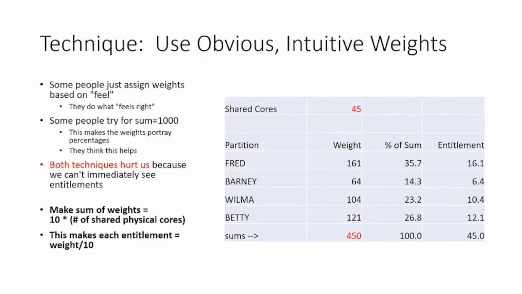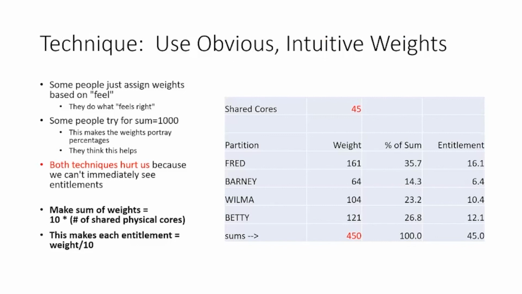One of the things that I see is that people tend to assign the weights with no particular heuristic in mind. Sometimes they just make up weights out of thin air and say, oh, I'll just make partition Fred have weight 35 and Barney have weight 19, what have you. And we don't want to do that. We want to be somewhat methodical about what we're doing here.